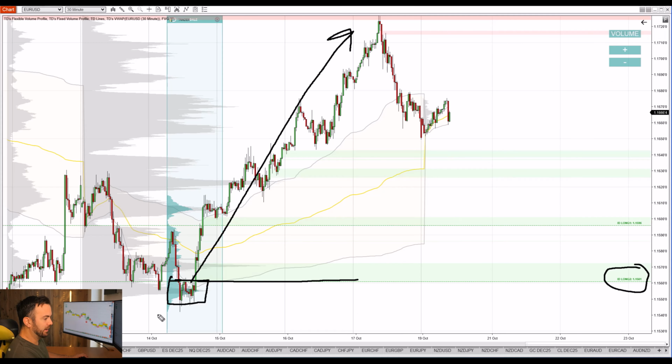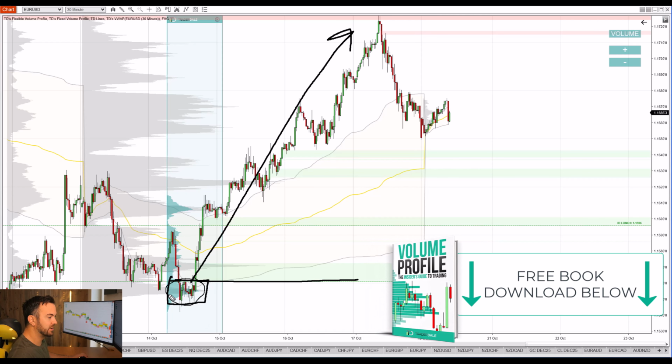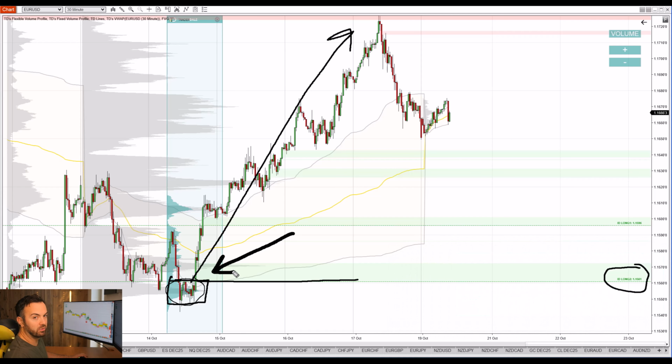You can look at it like this, for example, and as you can see, this heavy volume zone really stands out here, and it's telling us that buyers were accumulating the long positions here, and from this point they started to push the price aggressively upwards, right? So this is a very important place for buyers.